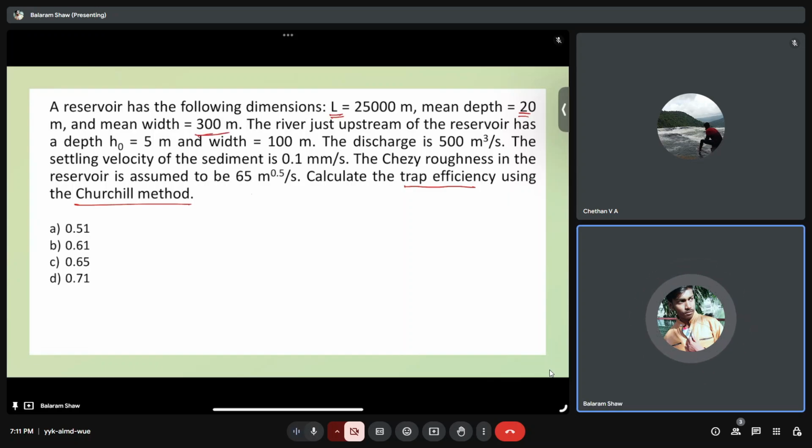Fine. The river just upstream of the reservoir has a depth h naught of 5 meter and a width of 100 meter. So this is the dimension for the river just upstream of the reservoir. The discharge or the inflow rate is 500 meter cube per second. The settling velocity of the sediment is 0.1 millimeter per second. The Chezy roughness coefficient is 65 root meter per second. So we need to calculate the trap efficiency. I'll give 1 or 2 minutes to start, and then I'll also do it.